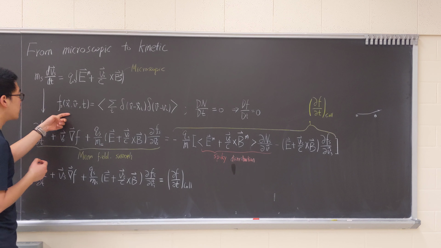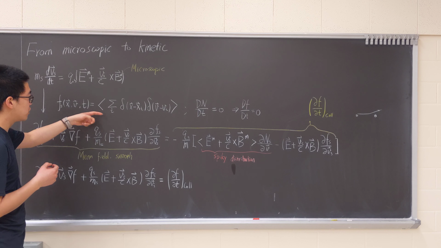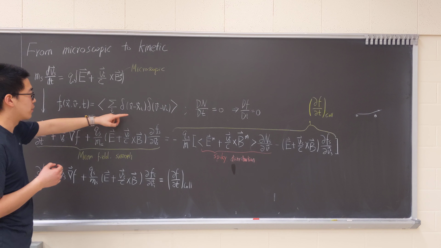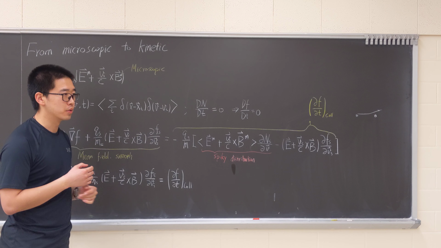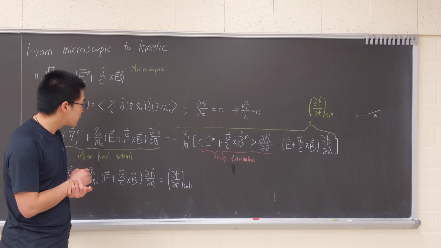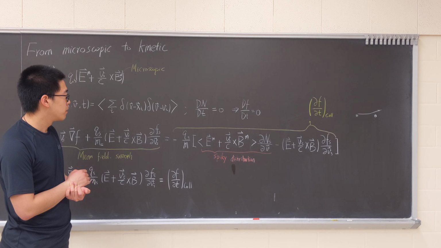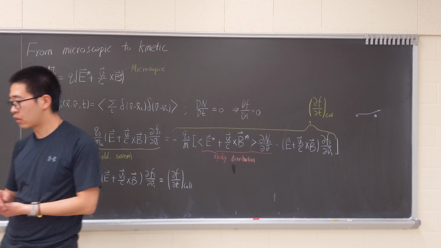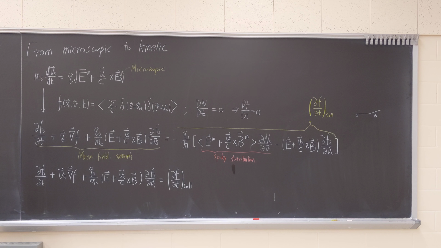And we know that the distribution function is basically the average of all the particles. The particle, you can think of it as a delta function. The average is averaging over the ensembles.